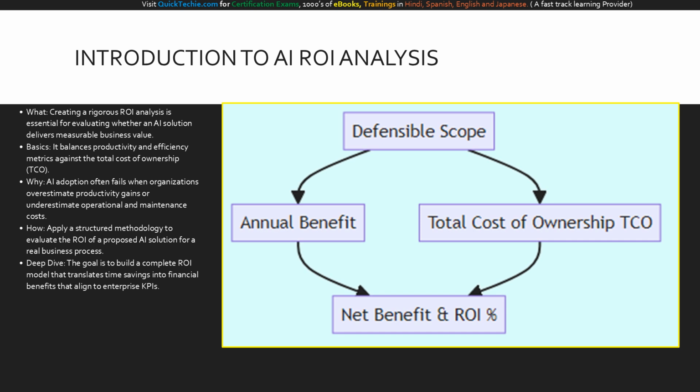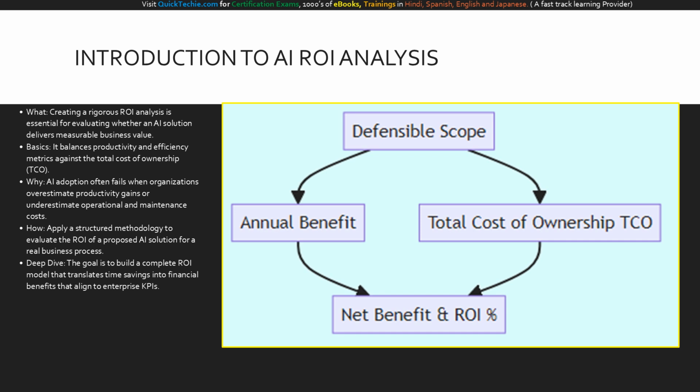This diagram illustrates the high-level journey of our ROI analysis. On the far left, we begin by defining a clear, defensible scope. This means isolating a specific, measurable business process rather than trying to measure AI value vaguely across the whole company. From there, the flow splits into our two primary measurement tracks, the annual benefit and the total cost of ownership, or TCO.